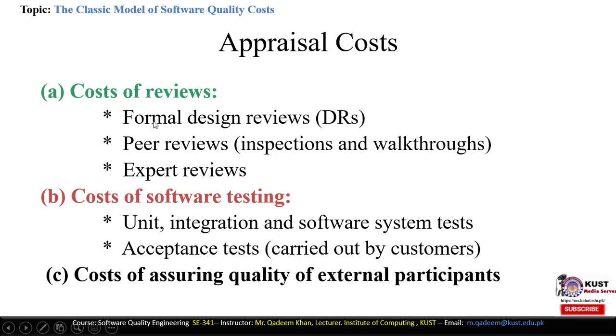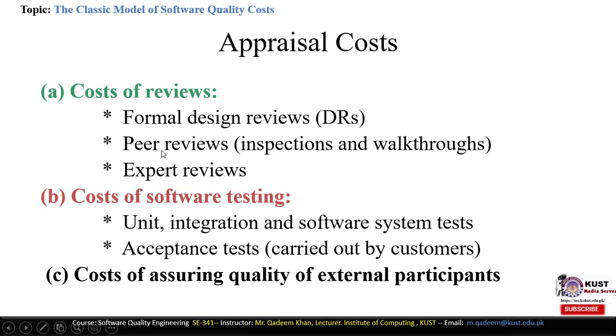Now, the cost of reviews includes formal design reviews, called DRs. Formal design reviews mean that the review is provided formally for different components of the design, including the architecture styles and patterns of the software systems. Then they are reviewed to see whether they have certain defects or problems or not.